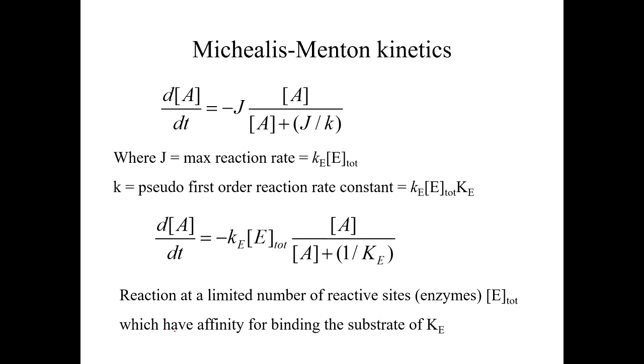Okay, so that's the Michaelis-Menten kinetics. I just went over all the same stuff here, so really no point in going over this slide. Same idea, that you have a maximum rate at which the reaction can go. If your substrate is well below that concentration that would saturate the enzyme, then you have pseudo first order kinetics. But as you approach the high concentrations of your chemical that saturates the enzyme, then you approach zero order kinetics. The reaction cannot go any faster.